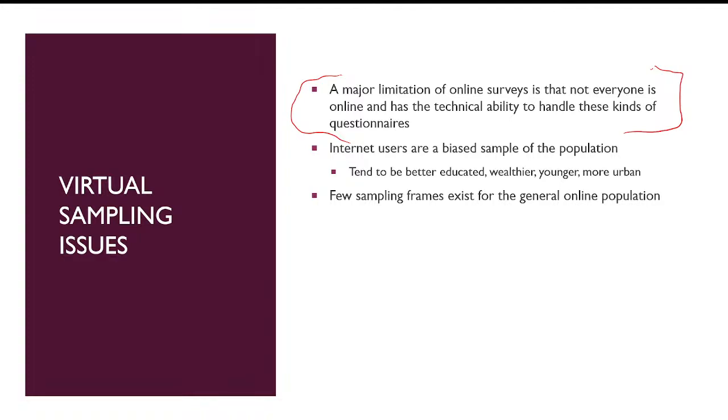Yeah, especially now, internet users are a somewhat biased proportion of the population, right? Although it's a little bit different. The internet has evened out with smartphones, so you can't say that as much anymore. But generally speaking, they have been historically slightly richer, a little bit better educated, more urban than rural on the whole. And you can't really set up a sampling frame for the general online population, so it's hard to do random sampling of any kind.